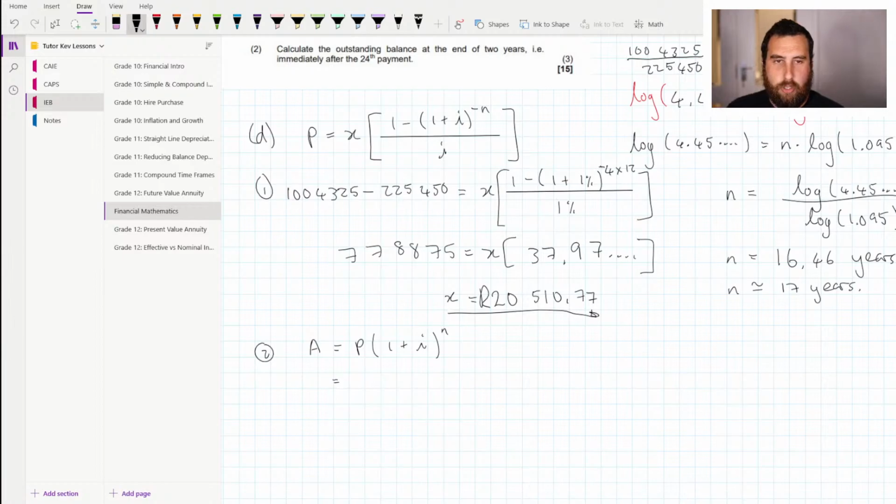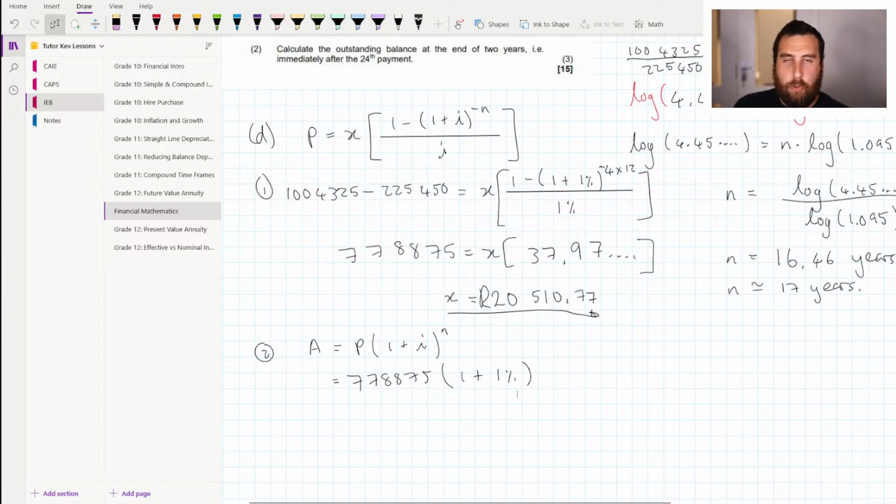So what is our starting amount? How much do we borrow from the bank? And that is 778,875. And we've got 1 plus our interest rate, which is 1%. And notice how they talk about the 24th payment. So they already told us 24 months worth of payments, which is 2 years times by 12, which is 24. So I can just write 24 straight away.